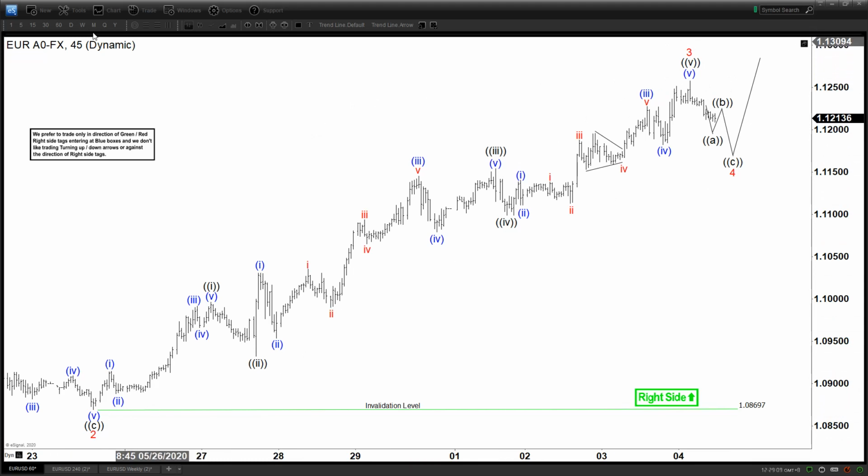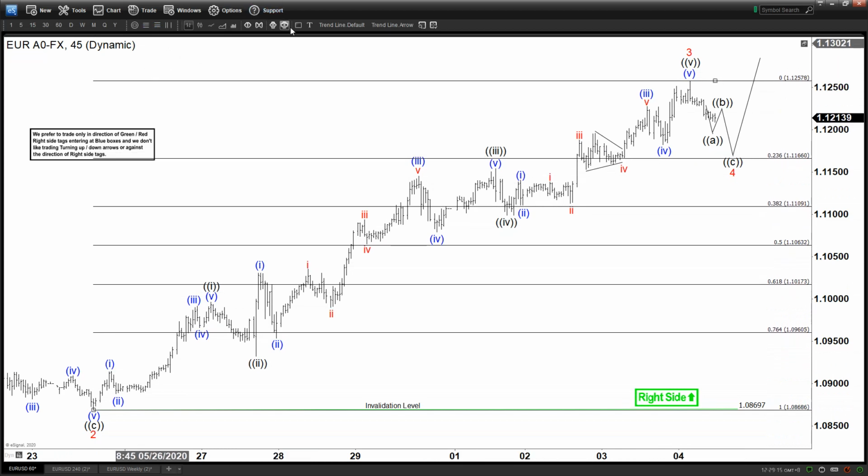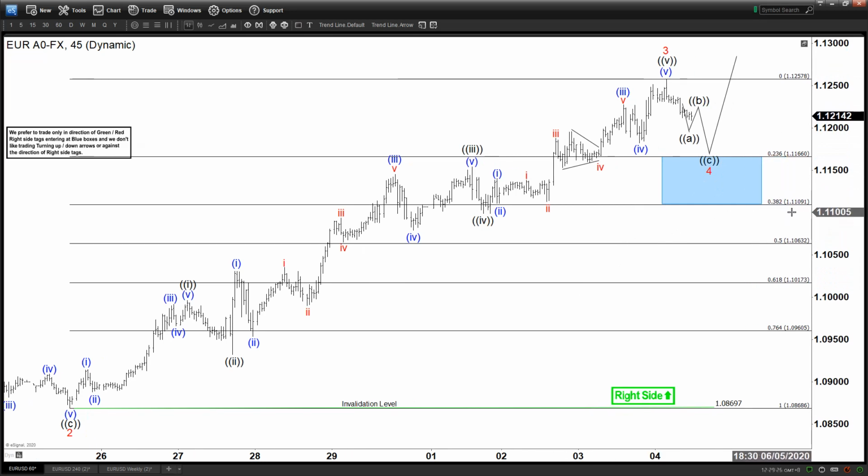Now typically wave 4 is going to be around the 23.6, 38.2 retracement. So this is approximately the area where we can find support again in the euro dollars, and then extend higher again, from 1.11 and 1.1160. So we are still looking for more upside here in the euro dollars, at least one more leg to the upside.